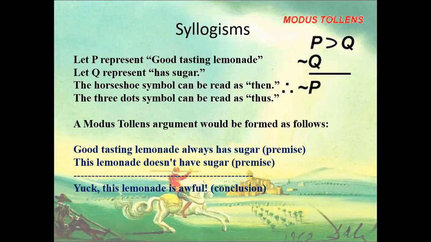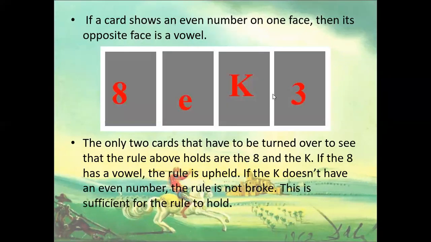So let's see how this connects to our little project here. I'll come back to this next class, but what we want to do is, the first one is, if a card shows an even number, then its opposite side is a vowel. I do have an even number. Therefore, I need to check that its opposite side is a vowel.